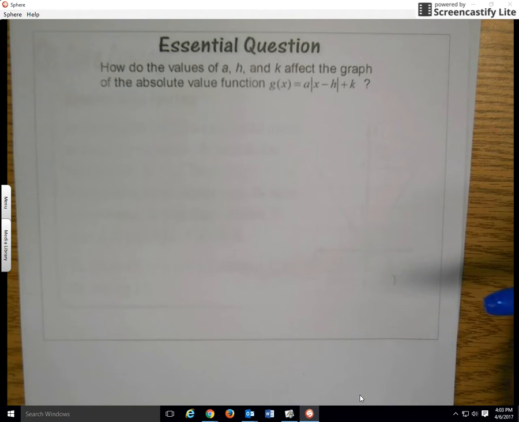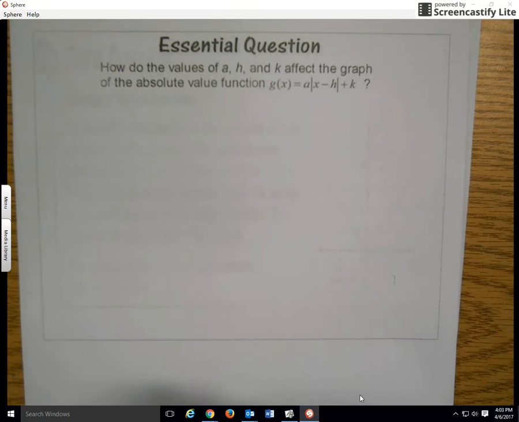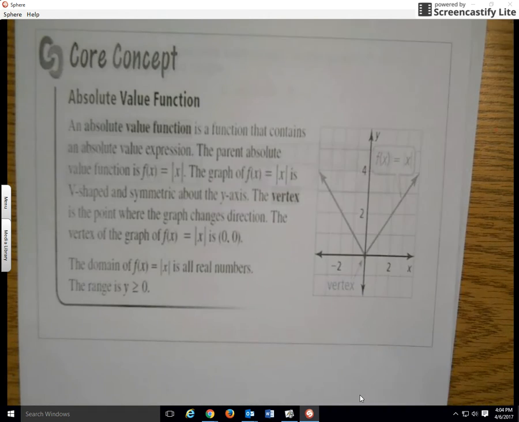So how would that affect it? Not if they're parentheses, but absolute value bars. We've already talked about how they would affect it if it's parentheses, whether it be a translation or reflection or whatever it is. So let's look at absolute values now.